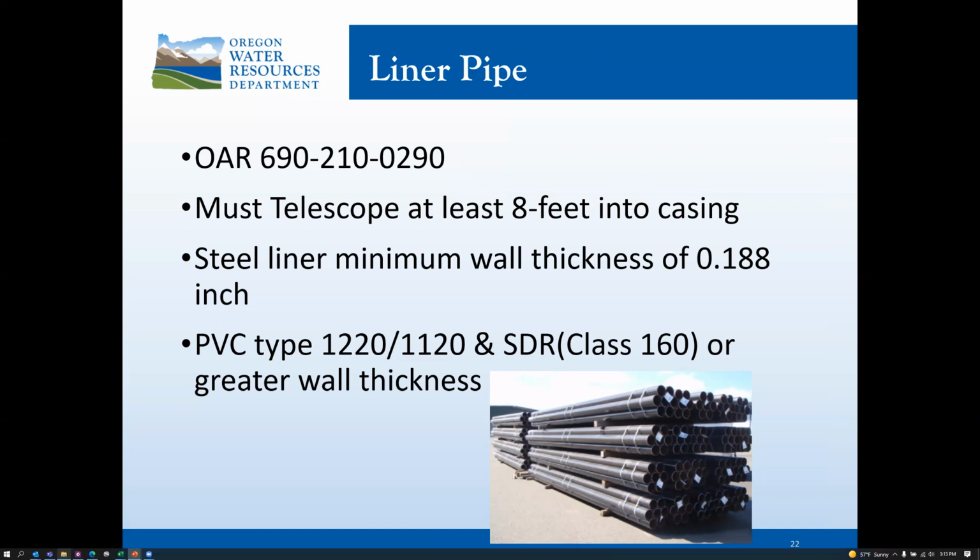If you do use grout or packers, that liner pipe is then defined as inner casing. And if it is not installed to inner casing standards and or meeting casing specifications, it will be a well construction violation and will result in the well needing to be repaired or permanently abandoned. The takeaways of liner pipe are the 8 feet of telescoping into the casing, the minimum steel wall thickness for liner pipe is 0.188, and that for PVC liner pipe, it has to be PVC type 1220, 1120, and SDR 26 class 160 or greater wall thickness.